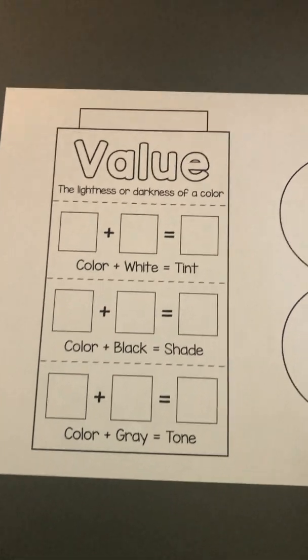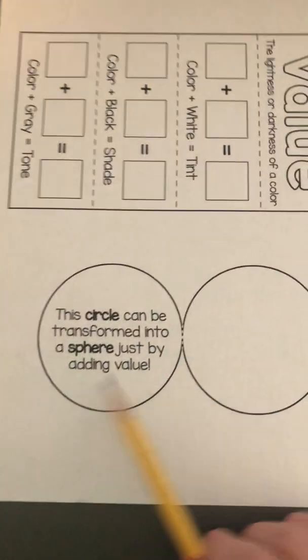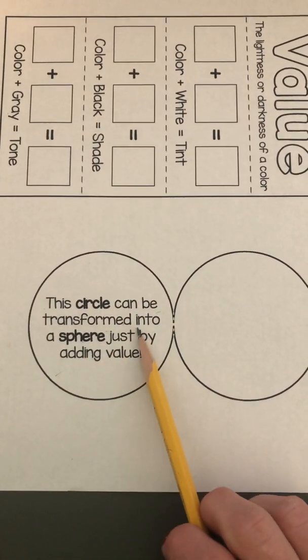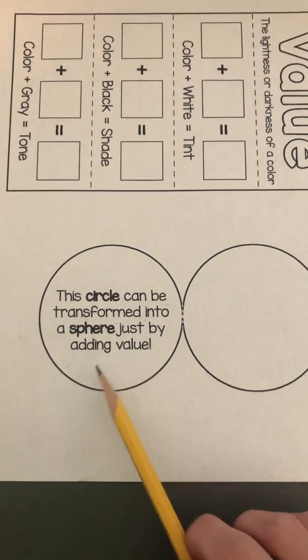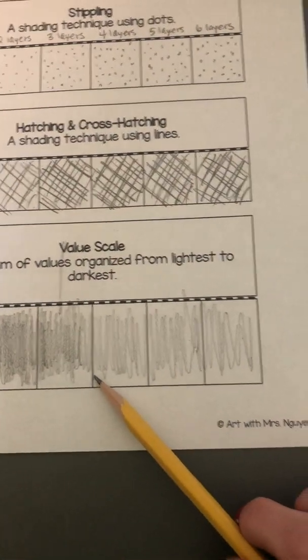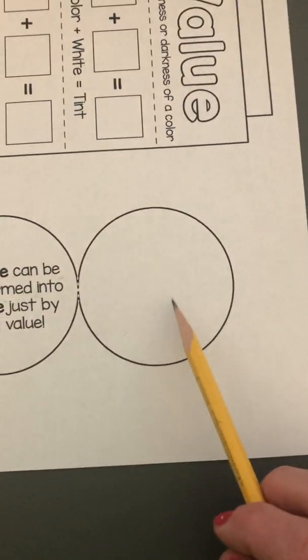Okay, then for this page right here, let me just go ahead and do the sphere right here. So this circle can be transformed into a sphere by just adding value. So if you want to use just regular shading like we've done before to create a sphere here, that's fine. Or you can try hatching or cross hatching or stippling.